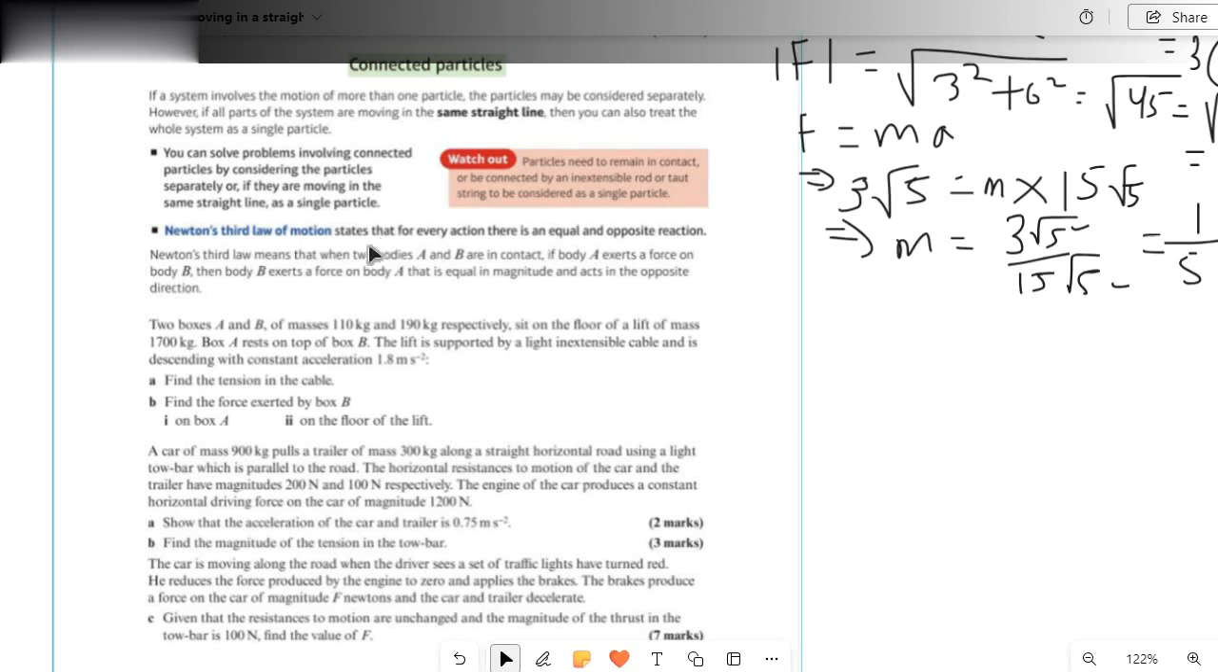Newton's third law of motion states that for every action there is an equal and opposite reaction. So Newton's third law means that when two bodies A and B are in contact, if body A exerts a force on body B, then body B exerts a force on body A that is equal in magnitude and acts in the opposite direction. So now let's do some practice questions.